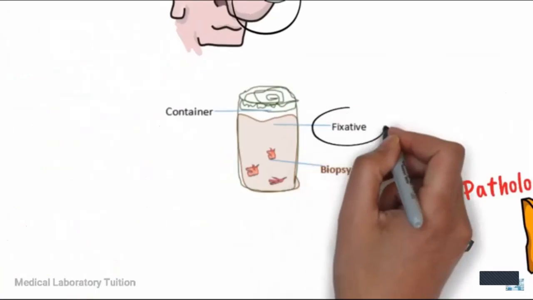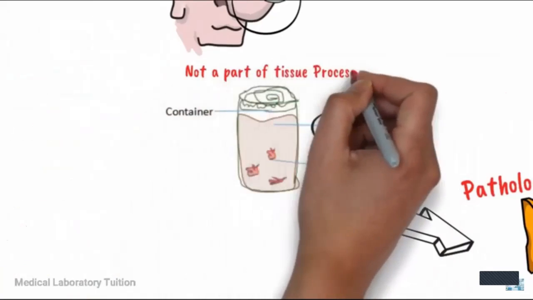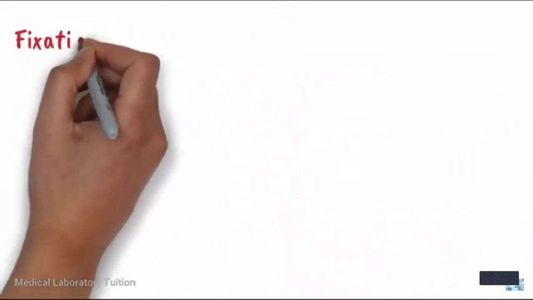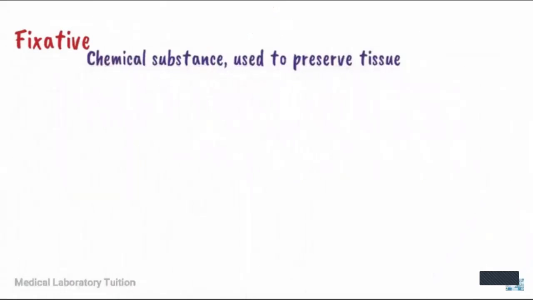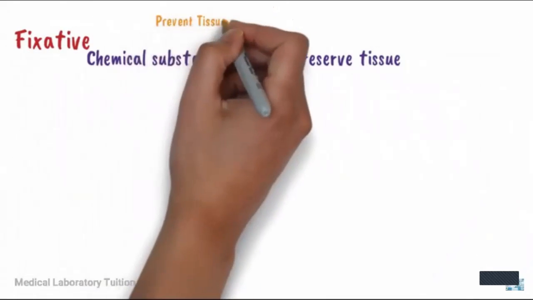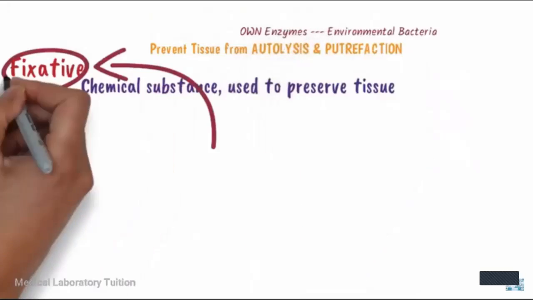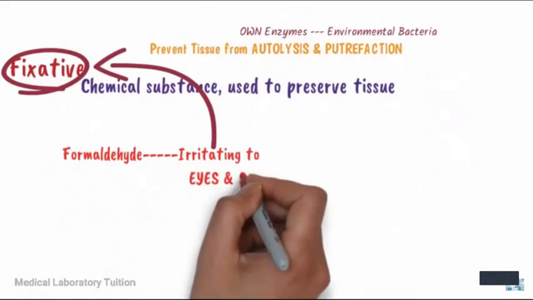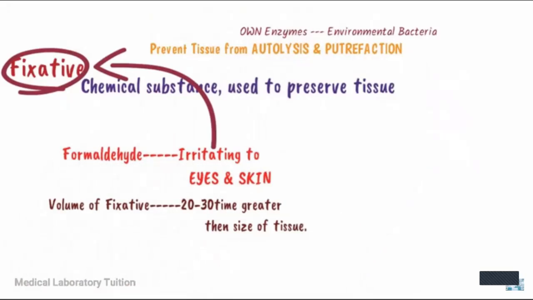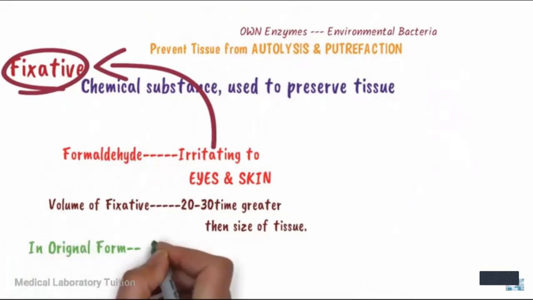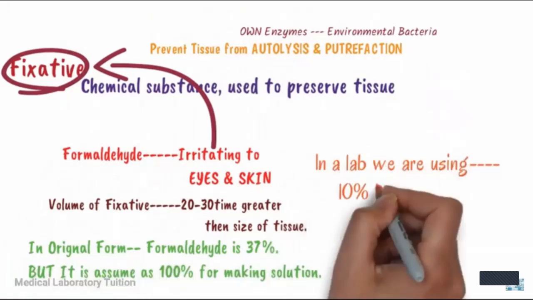Fixation is not a part of processing of tissue because this step is already done by the surgeon when he removes a piece of tissue. But to understand, I have to discuss it. A fixative is a chemical substance used to preserve the tissue in its original form without degradation. Basically, it prevents tissue from autolysis and putrefaction, which was already discussed. The commonly used fixative is formaldehyde, which is very irritating to eyes and skin. The volume of fixative is 20 times greater than the size of the tissue or organ. One interesting point is that 37% formaldehyde is the original form, while it is taken as 100% for making solution.